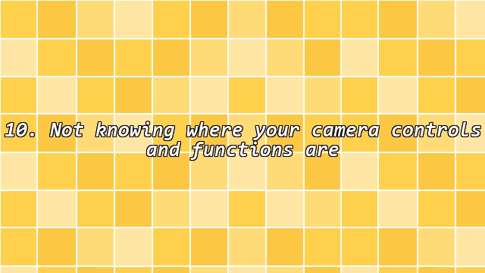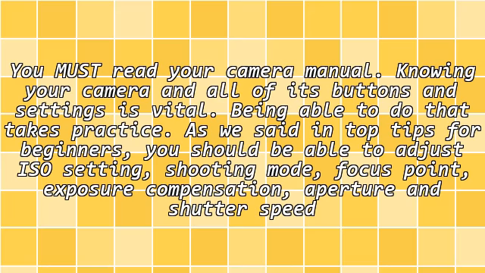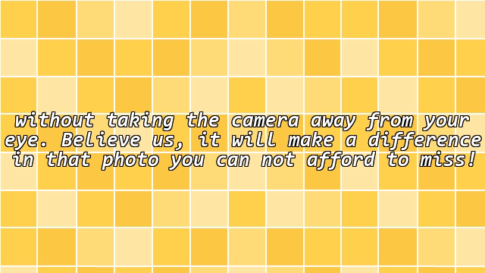10. Not knowing where your camera controls and functions are. You must read your camera manual. Knowing your camera and all of its buttons and settings is vital. Being able to do that takes practice. As we said in our top tips for beginners, you should be able to adjust ISO setting, shooting mode, focus point, exposure compensation, aperture and shutter speed without taking the camera away from your eye. Believe us, it will make a difference in that photo you cannot afford to miss.